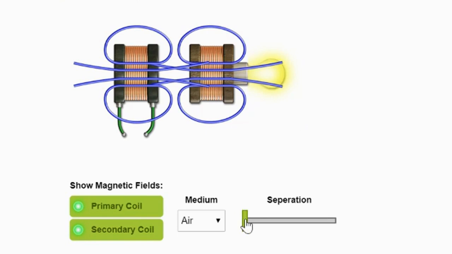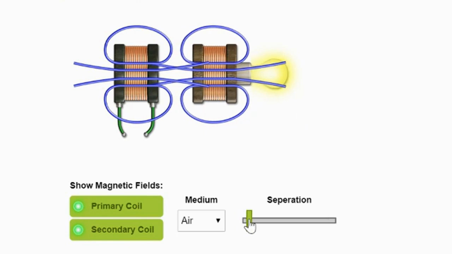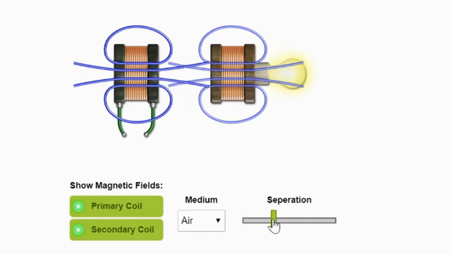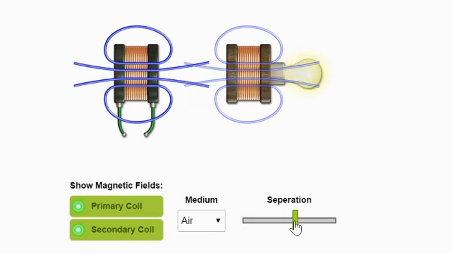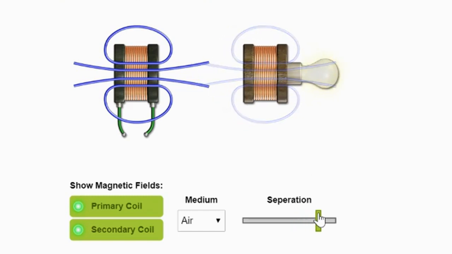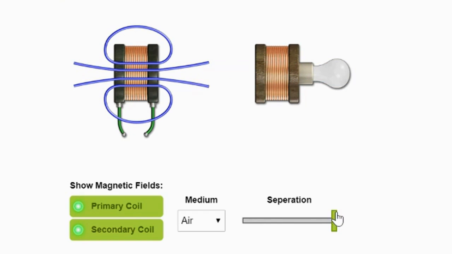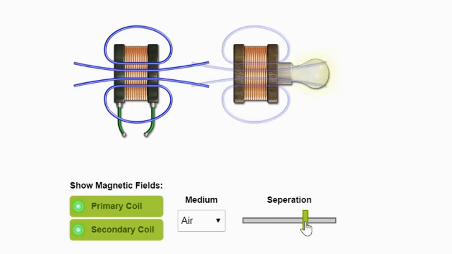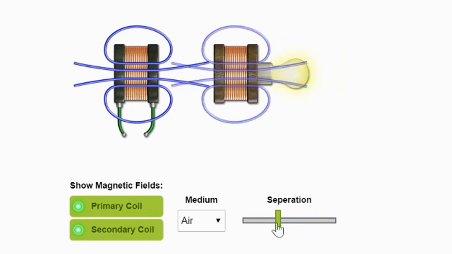And you can see the further I put my secondary coil away from my primary coil, it's not under as strong of an influence of this primary magnetic field. So my secondary current, the induced current, actually decreases. So my secondary magnetic field decreases. You can see my light bulb gets dimmer. So there's a limit to how close you need to be in order to actually see the effects of the induced EMF in that secondary coil.